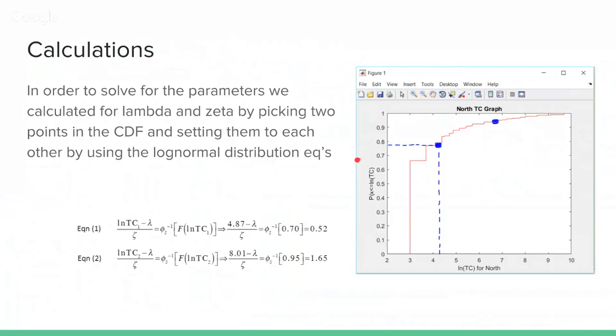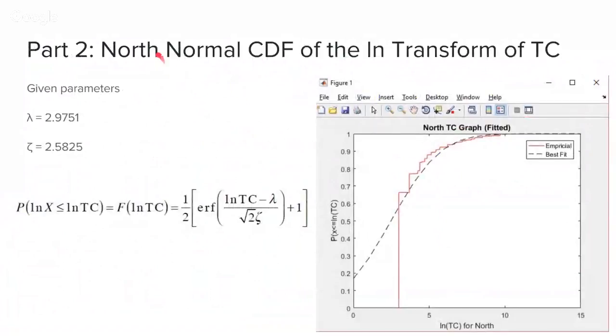So after manually calculating the parameters, we've come to the conclusion that for the north normal CDF, we ended up with the parameters lambda being 2.9 and zeta being 2.5.